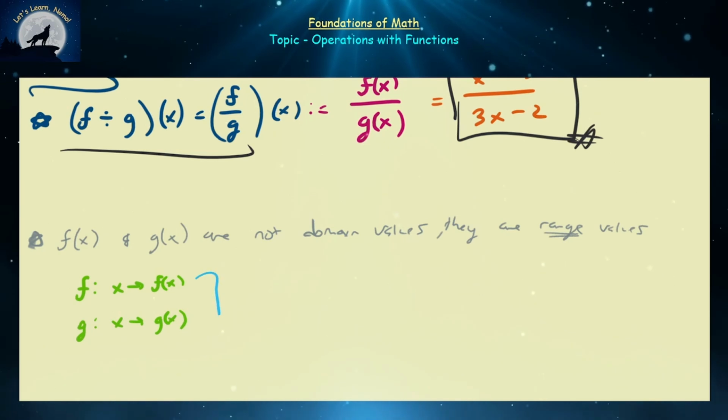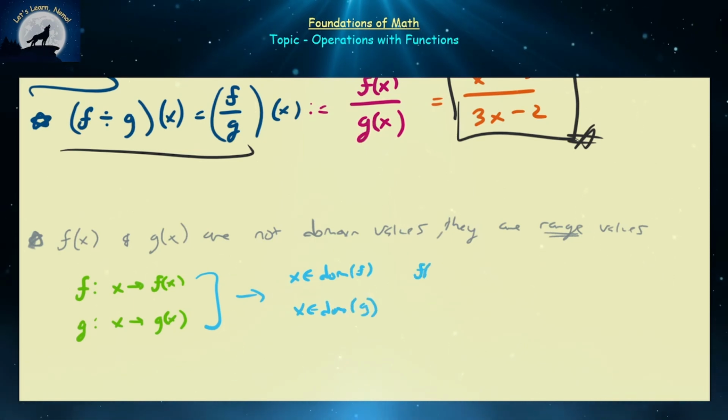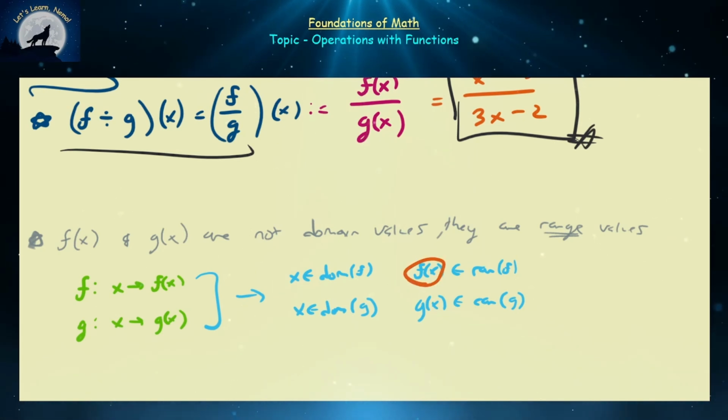So therefore, using this notation, usually what we have here is that x belongs to the domain of f, x belongs to the domain of g, and f of x belongs to the range of f, and g of x belongs to the range of g. So f of x is not a function, it is a number. G of x, again, is not a function, it is a number.